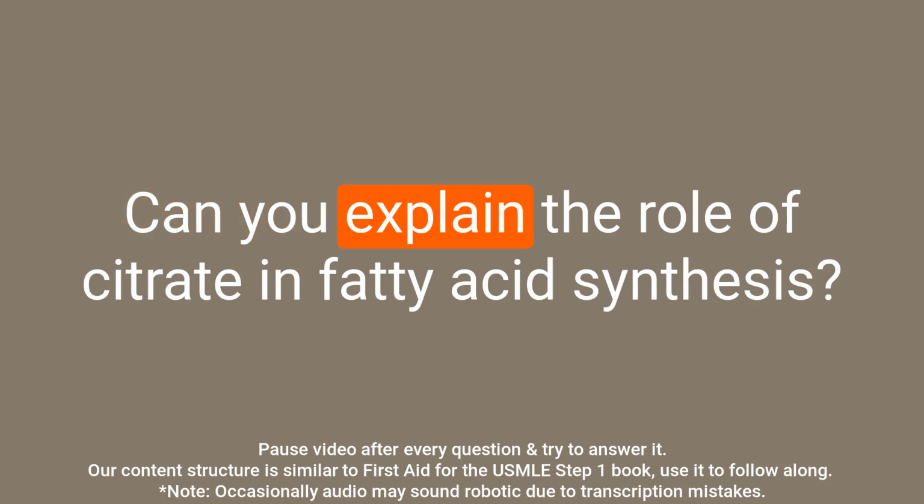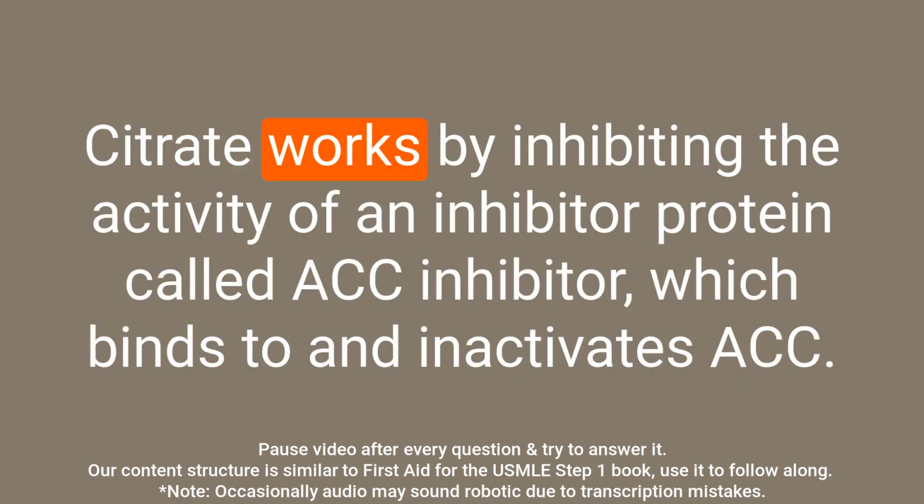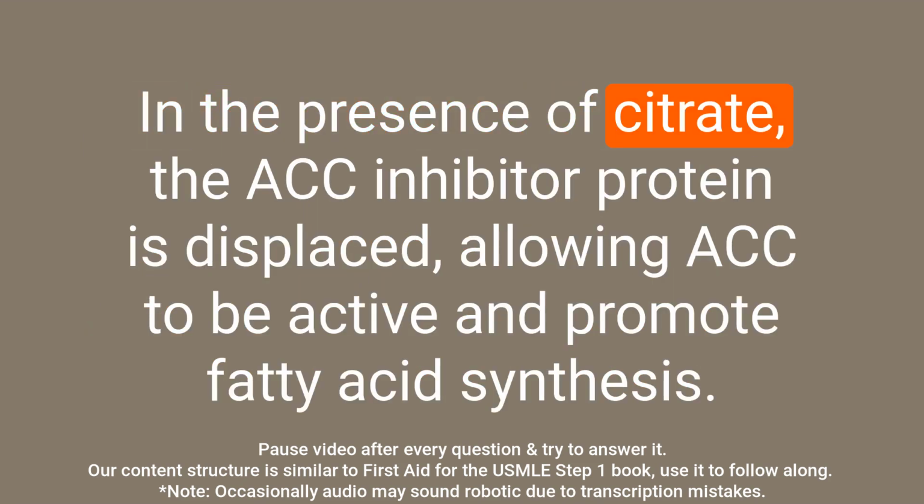Question: can you explain the role of citrate in fatty acid synthesis? Answer: citrate is a positive regulator of acetyl-CoA carboxylase, the enzyme that catalyzes the rate-determining step of fatty acid synthesis. Citrate works by inhibiting the activity of an inhibitor protein called ACC inhibitor, which binds to and inactivates ACC in the presence of citrate. The ACC inhibitor protein is displaced, allowing ACC to be active and promote fatty acid synthesis.